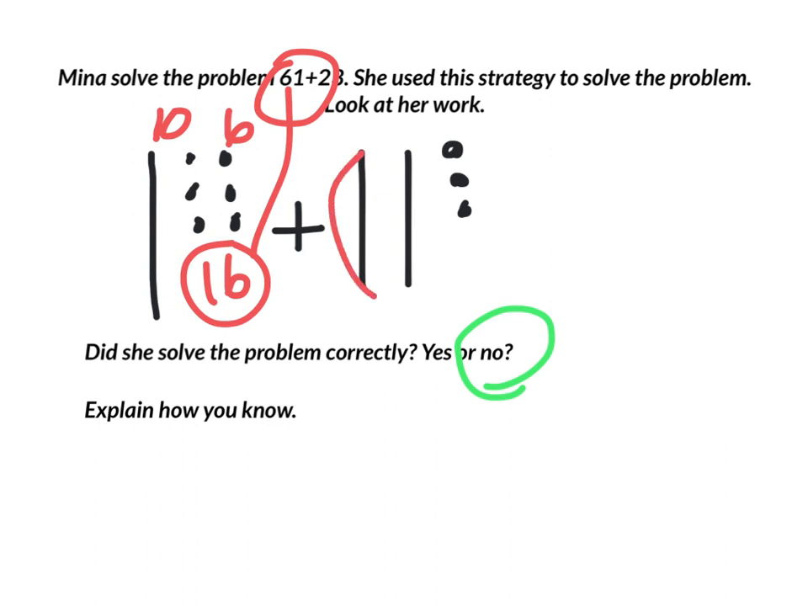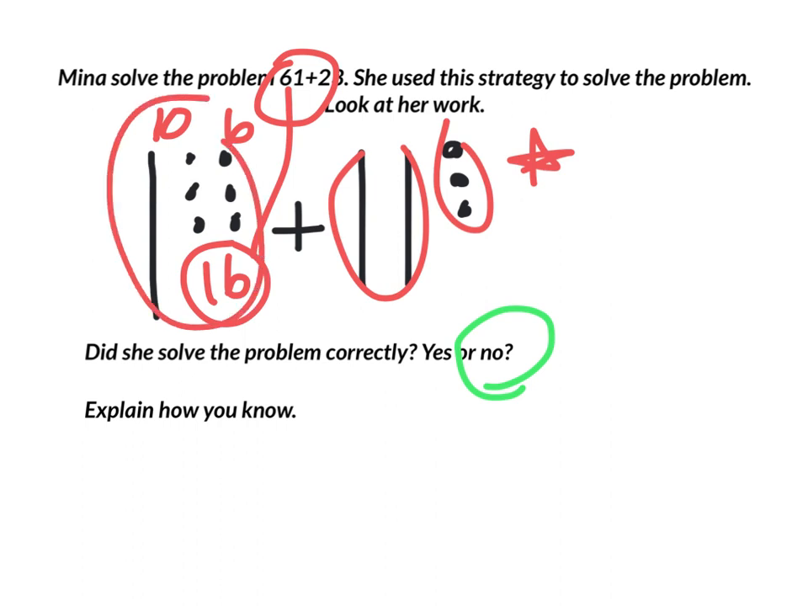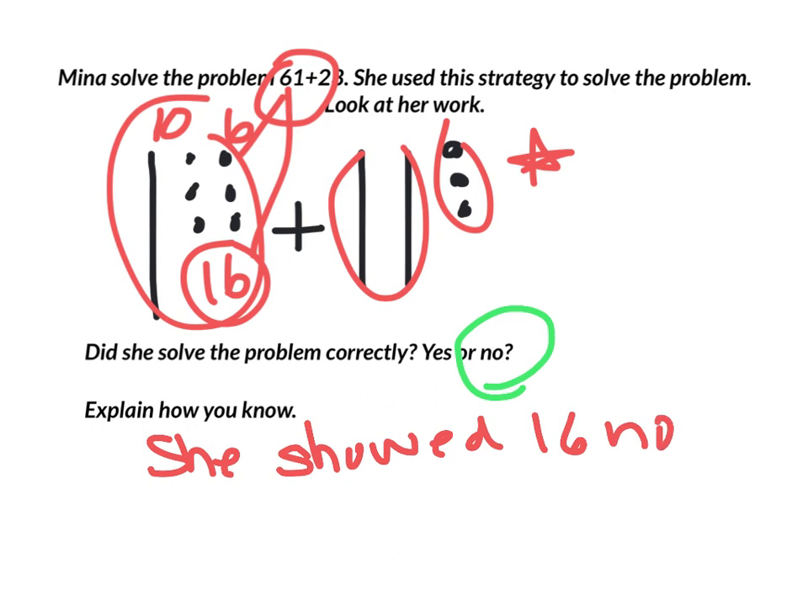Now for the 23, this is good. But this, oh no. It's not matching. Explain how you know. So you would just write, she showed or drew 16, not 61. You can write whatever you want. That's how simple it is to say, explain how you know.